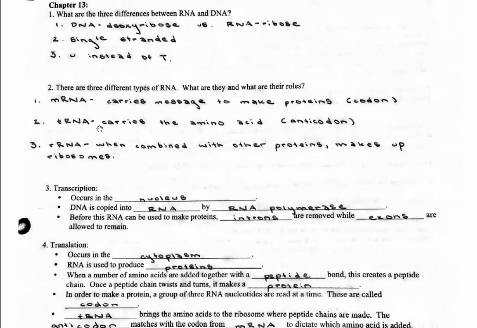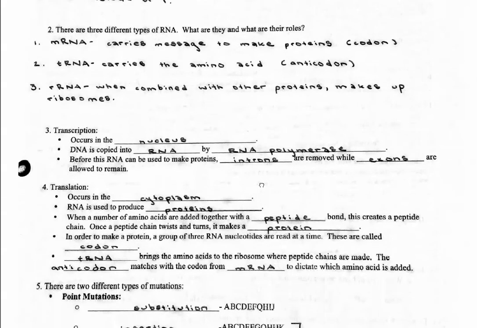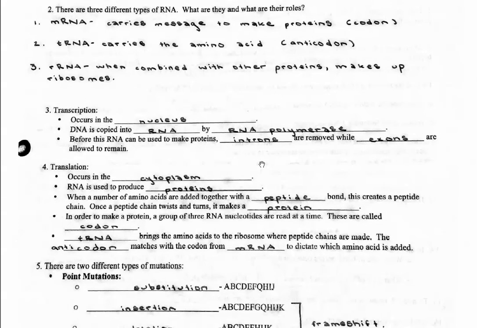So the tRNA actually brings the amino acid to the ribosome, and the way that mRNA tells tRNA what amino acid to bring is that tRNA has an anticodon. Now the anticodon is complementary to the codon, right? So if, for example, this is ACC, this would be UGG. Okay. rRNA just makes up the ribosomes.